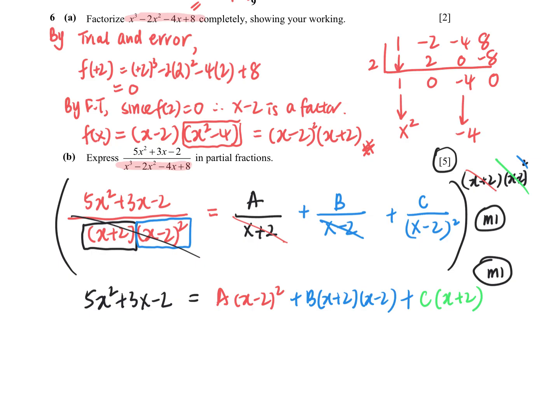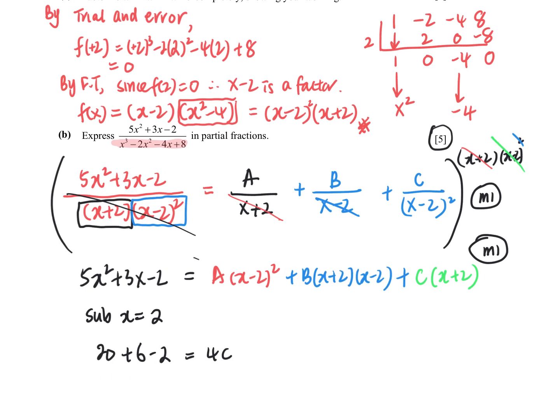Don't know what happened. Okay, so this whole thing, now you can do substituting suitable values. So sub x as 2. If you sub x as 2, this whole thing is gone. Okay, this 2 is gone. If you look at it carefully, this is 20 minus 6 minus 2, then you get 4c. So this is 24. So c is 6. Okay, hopefully my brain is working now.